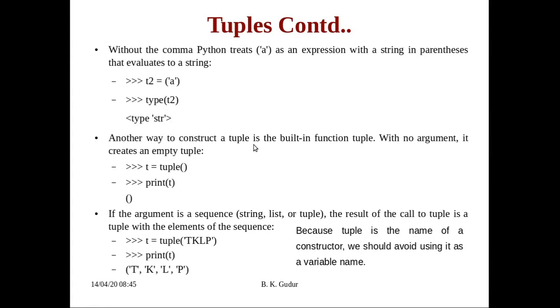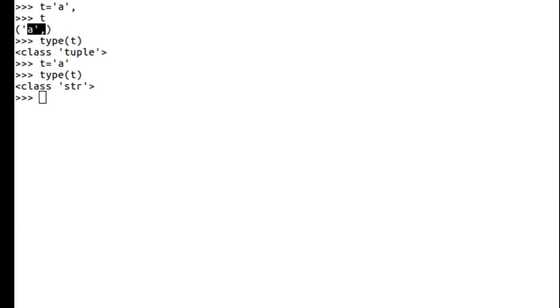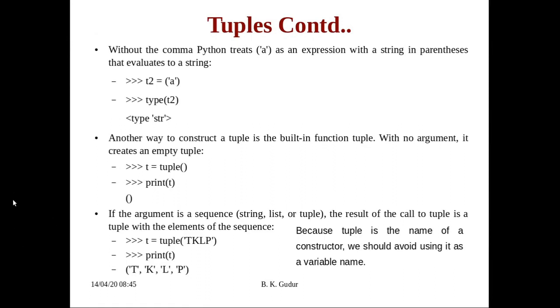Another way to construct a tuple is using a built-in function called tuple. There's a built-in function in Python called tuple. For example, if I want to create an empty tuple using this built-in function, very simple, I'll write t1 is equal to tuple. If I want to test the type of t1, it is class tuple. And if I type t1, nothing is there in that, because it's an empty tuple. We'll see even how to add elements to it. So if we print t, we'll get just parentheses.